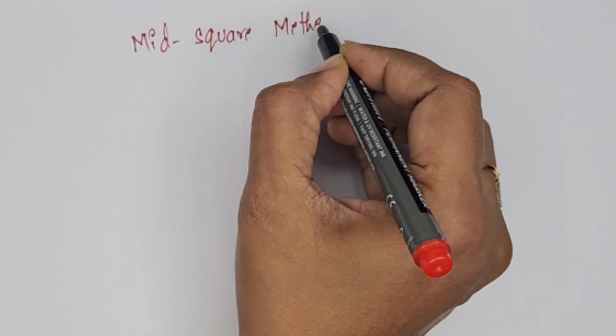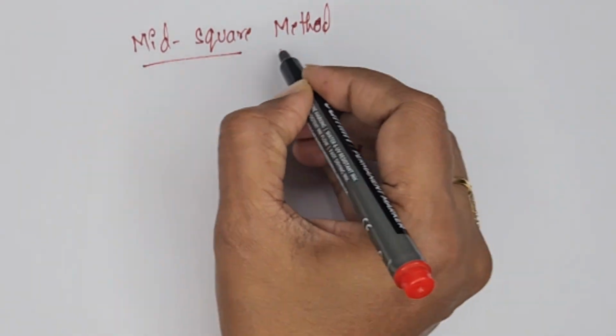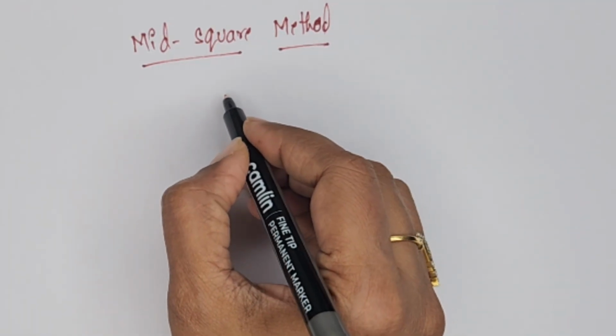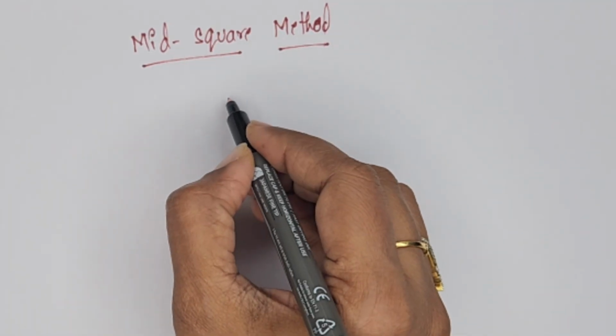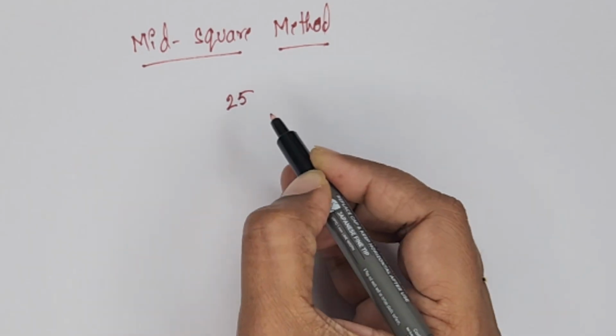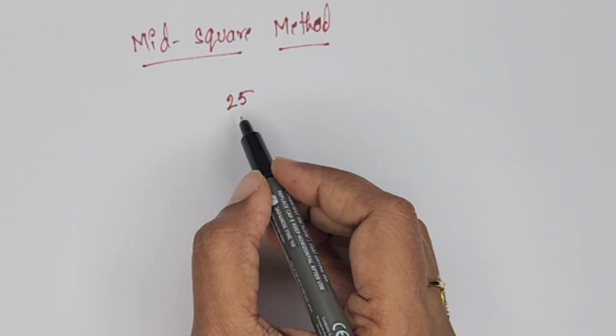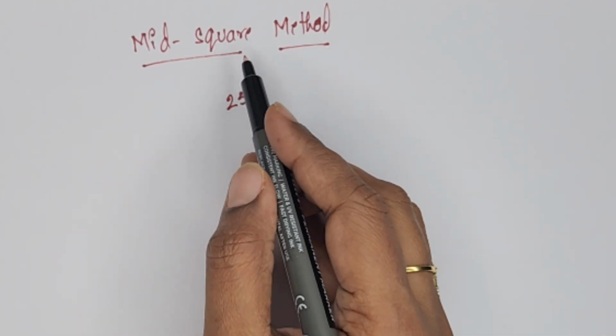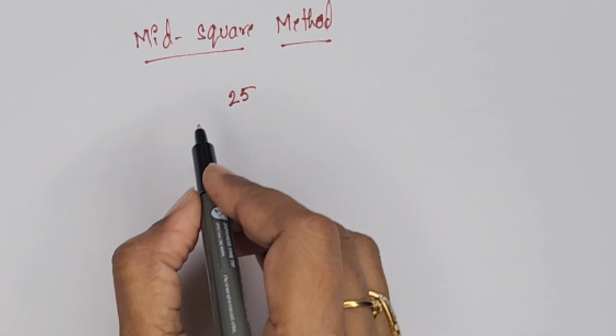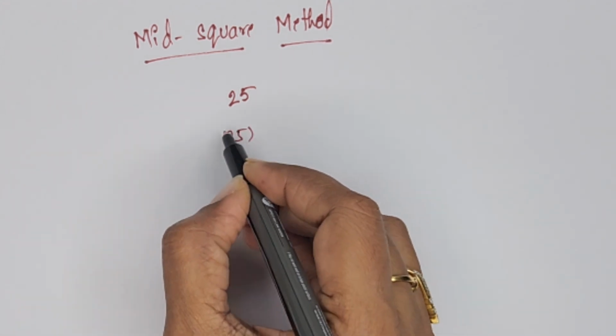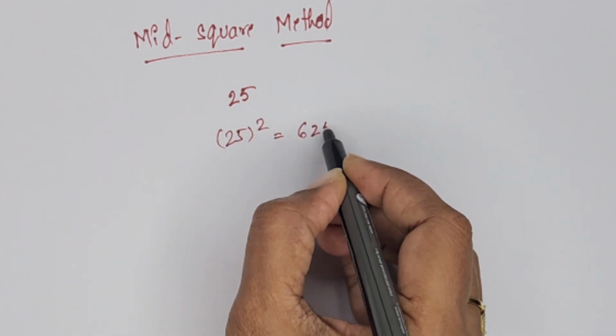Name only itself, mid square. So first take any one number. For example, if the number is like 25. Okay, 25 is the key value. First you have to find out the square of this 25. So the square of 25, 25 squared equals 625.